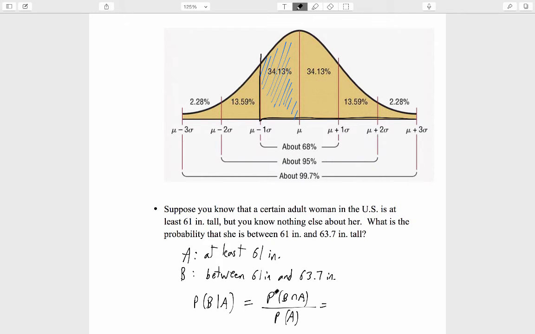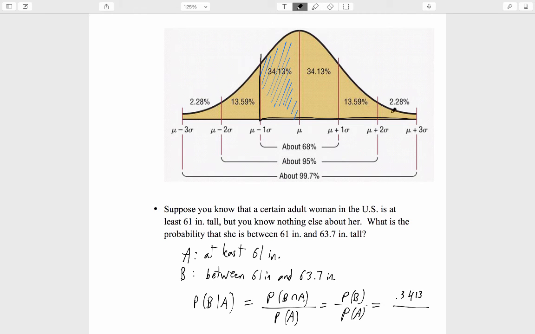But notice that the probability of B intersect A, the unconditional probability that both of these occur, is just the same thing as the probability of B itself. This equals 0.3413, right? That's the unconditional probability of B that corresponds to this shaded region in blue here in the diagram. So 0.3413 is the unconditional probability that a randomly selected woman would have a height between mu minus 1 sigma and mu. We divide that by the probability of A, the unconditional probability of being at least 61 inches in height, that is, having a height that falls somewhere above mu minus 1 sigma.